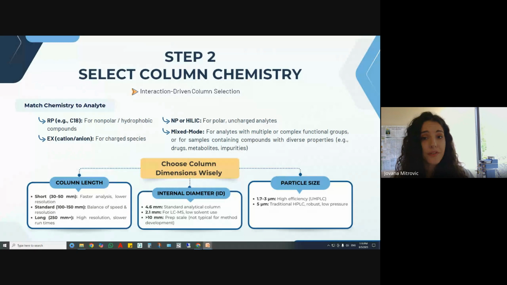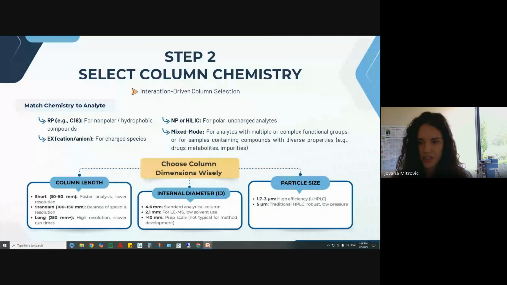But what if your analyte is complex? That's where mixed mode columns come in. They combine multiple interaction mechanisms like hydrophobic, ionic, and polar interactions in a single phase. And this makes them especially useful for analytes with multiple functional groups or for complex sample mixtures.